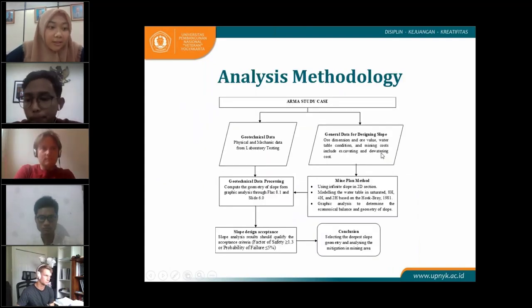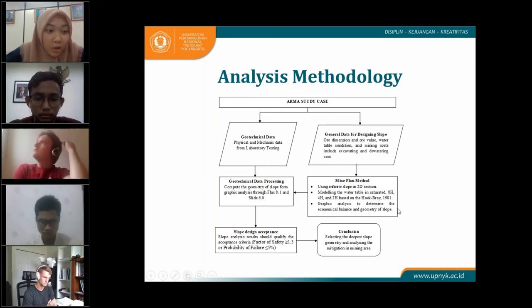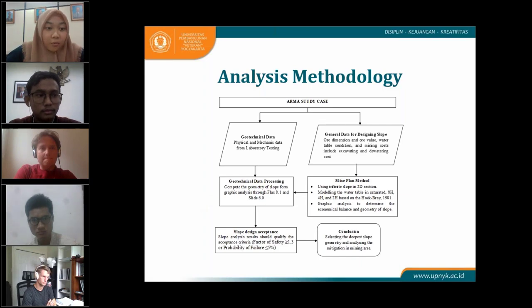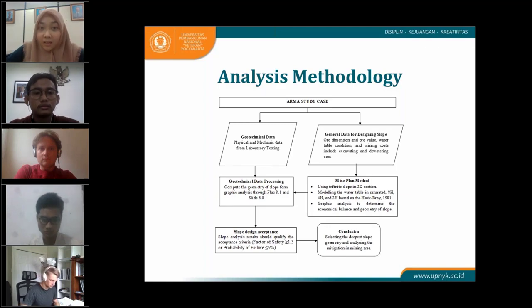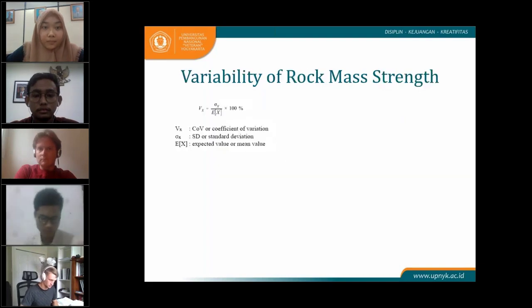Okay, the data from the case study was geotechnical data and general data for modeling the slope. From those data, the first processing was the mine plan method, modeling through graphical analysis to get the slope dimension, and then the dimension result could be run through Flag and Slide. From Flag we can get the safety factor, meanwhile Slide can give the probability of failure. Comparing the result and acceptance criteria can make the conclusion for this case study, and the main acceptance criterion that we're using in this case study is the safety factor.